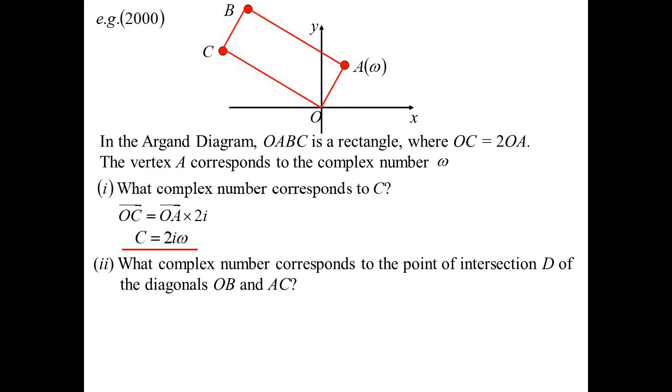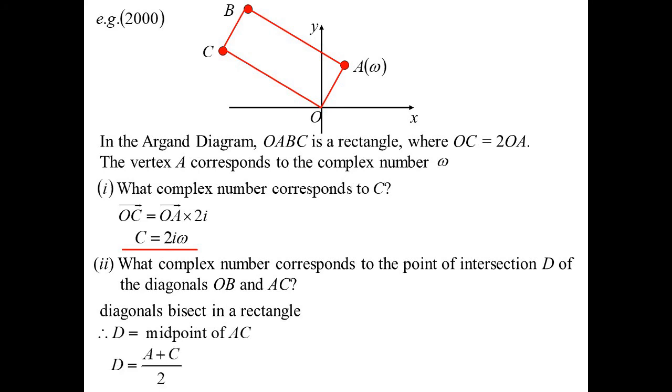What complex number corresponds to the point of intersection D of the diagonals OB and AC? Well, I know diagonals bisect in a rectangle. So therefore, D is the midpoint of AC. It's also the midpoint of OB, but at this stage I don't know what B is. So it makes more sense to find the midpoint of the ones that I know. So midpoint of AC, but it's the midpoint, not the mid-vector, the midpoint. So from the point A plus the point C, divide by 2. And that's how we find midpoint.